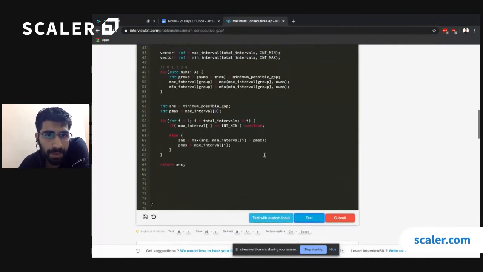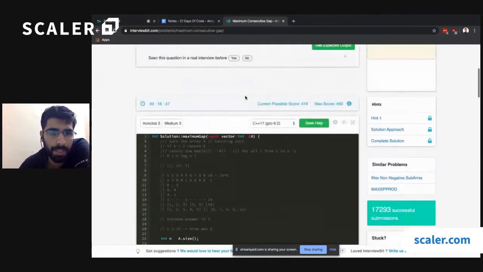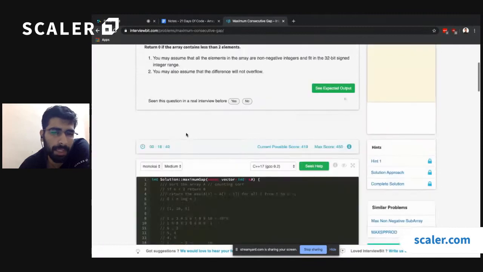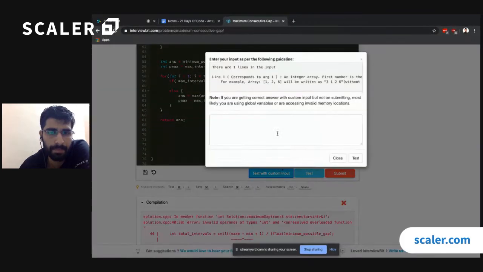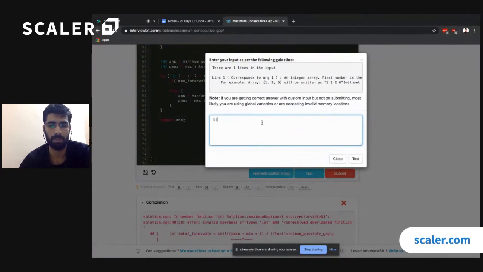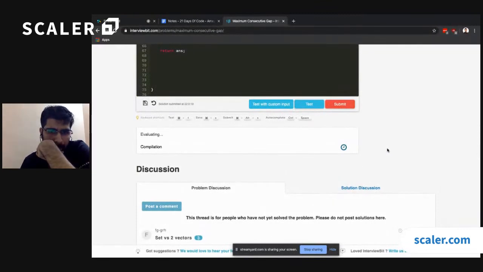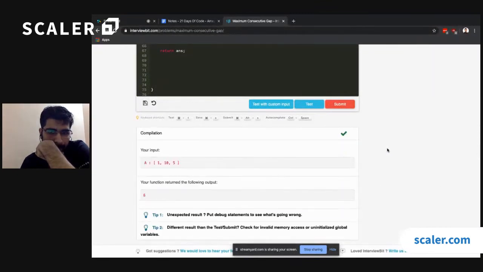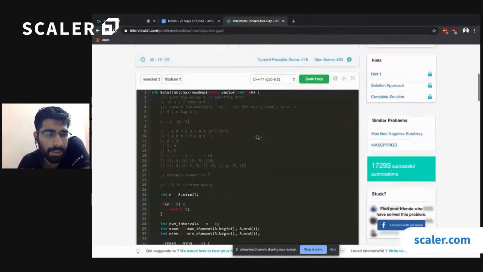So I have done one bad mistake. Let me actually try to run it on my code first. This is going to be 1, 10, 5, 3, 1, 5. Will this work? Oh, it's not working. Why is this not working?